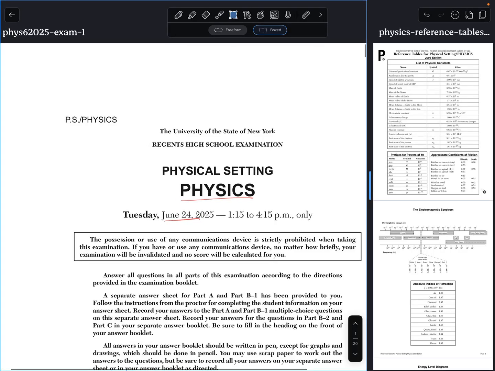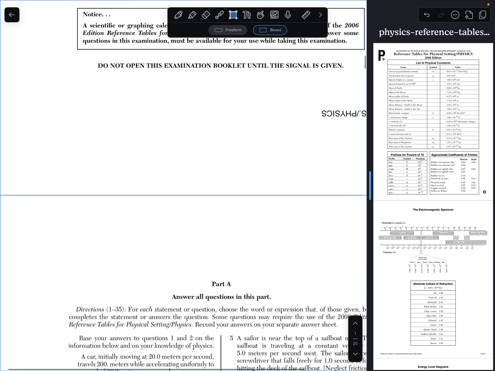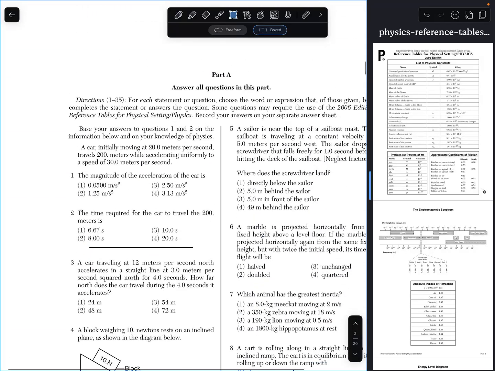Hello guys, today we're going to be doing the physics regents from June of 2025. Alright, part 1 as per usual is going to be multiple choice questions.